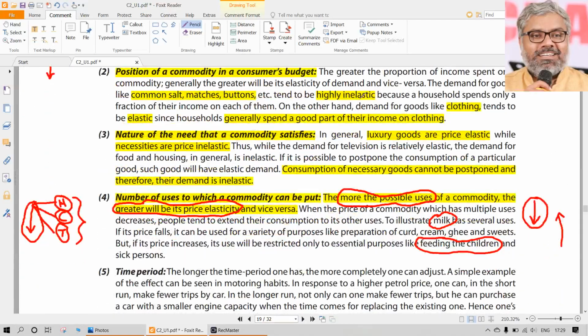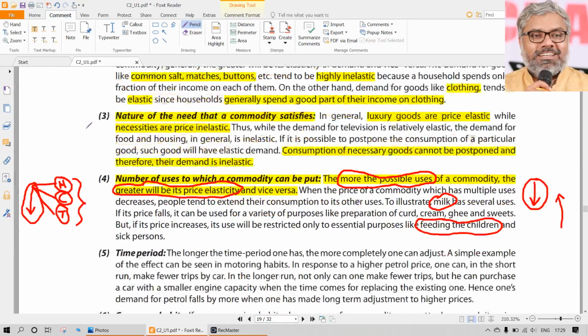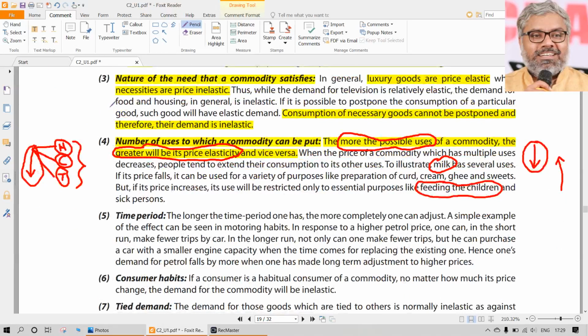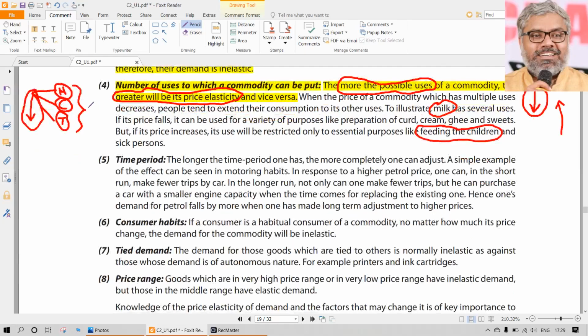Same way, if the position of a commodity in a consumer's budget is a high position, then naturally the elasticity of such products will be high. If it is a low position, then the elasticity of such products will be low. If the need that the commodity satisfies is that of a necessity, then that product will be relatively less elastic. If it is that of a comfort or luxury, then it will be relatively more elastic.